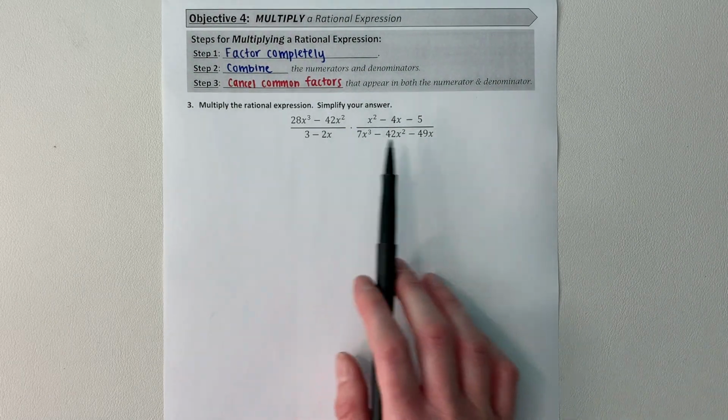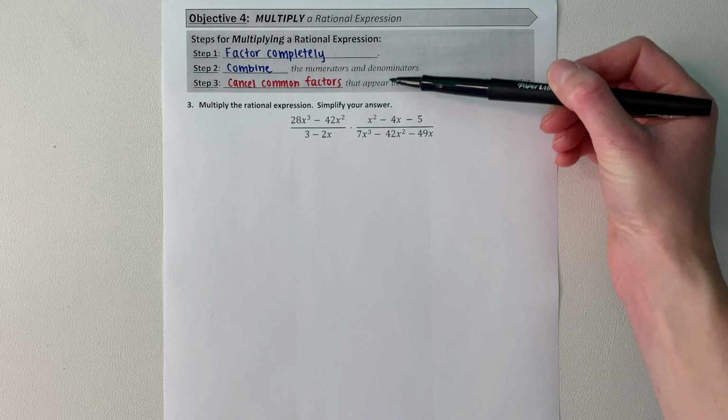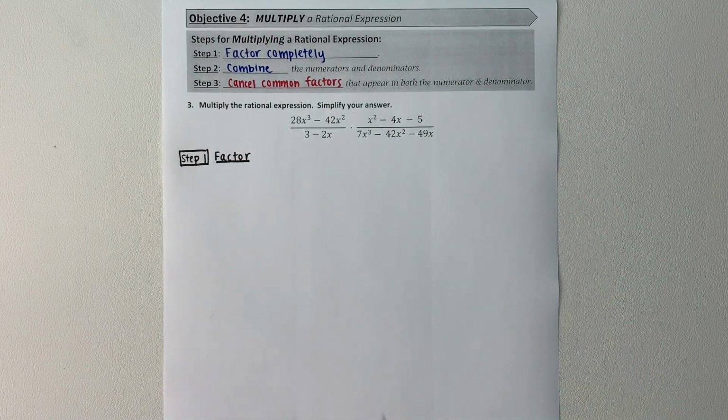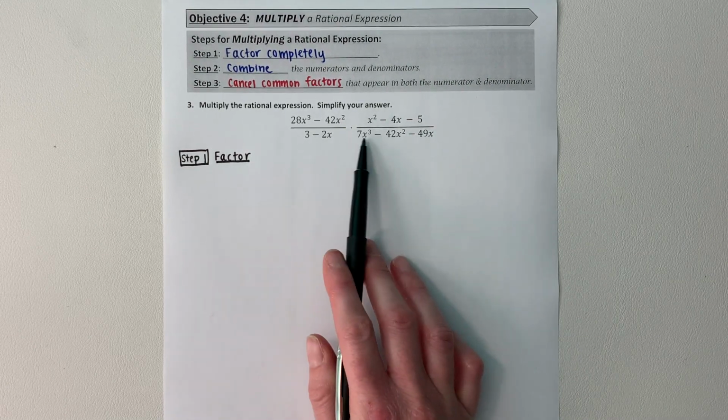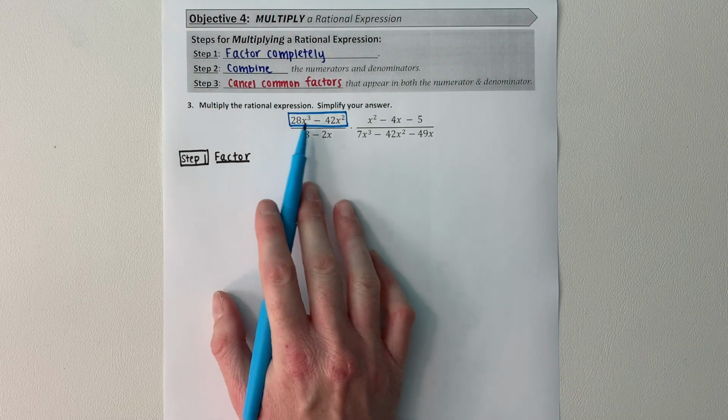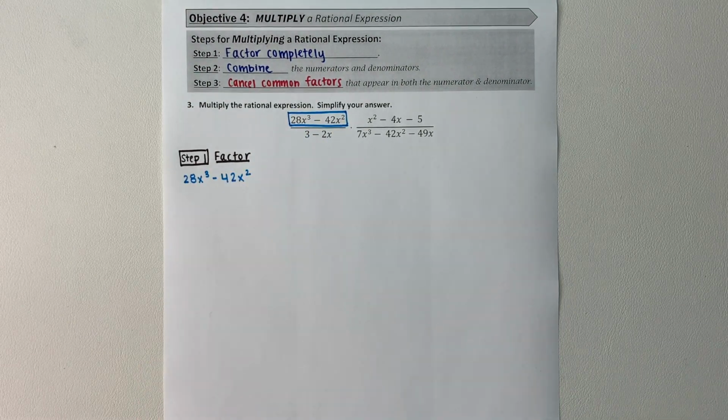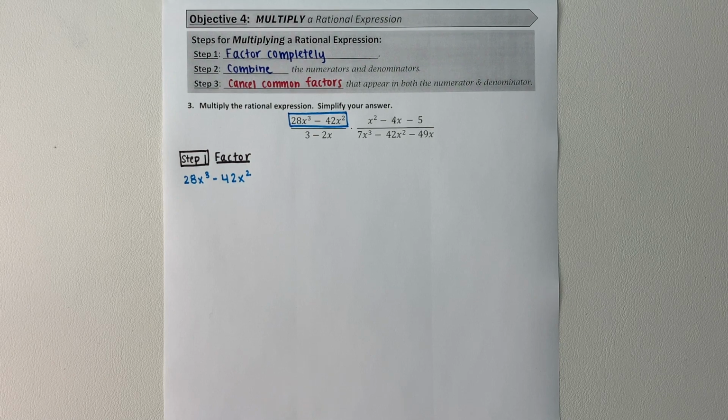So when you're multiplying rational expressions, we'll follow these 3 steps here. Step 1, we have to factor completely. So we're going to factor each numerator and we're going to factor each denominator. I'm going to start by factoring this numerator here. And remember, the first step whenever you're factoring is to check for a greatest common factor.